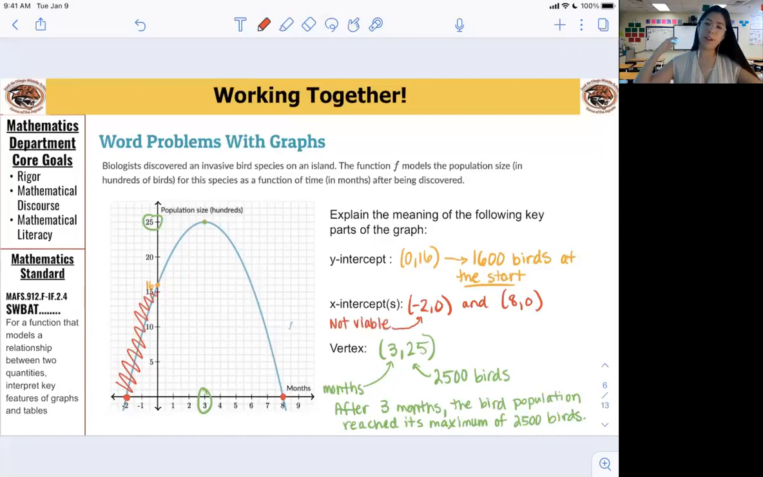But what about the other x-intercept, the 8? What does that tell me in the real world? So it's 8 birds or 8 months? Months. 8 months. So who can give me a sentence explaining what that actually means in the real world?